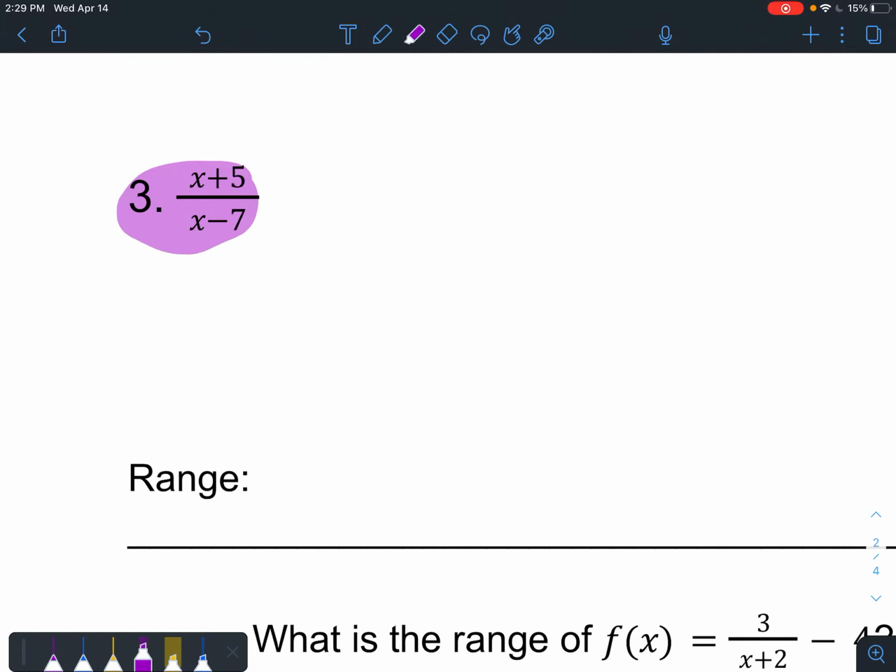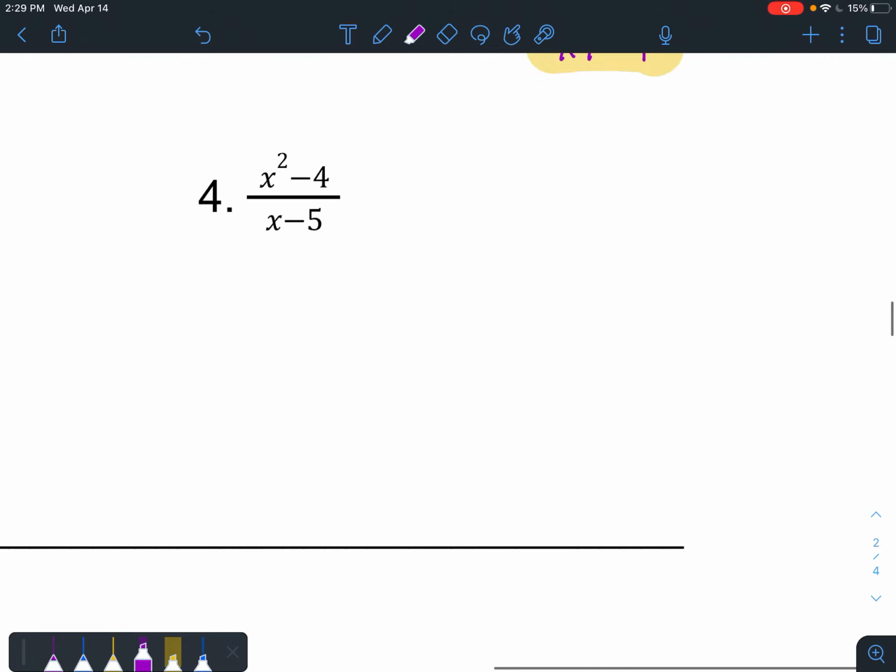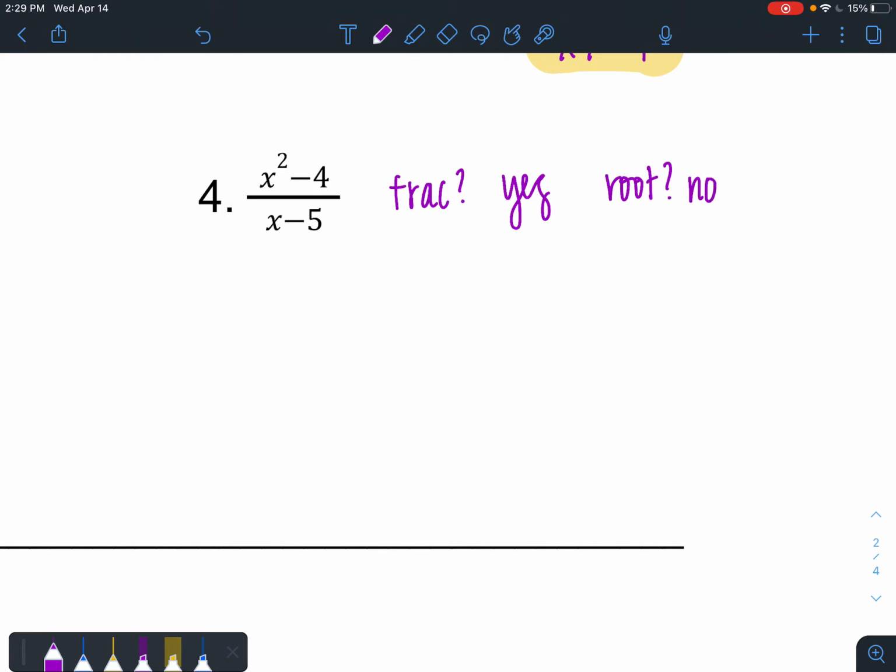Save number 3, try it on your own. All right, number 4. Is there a fraction? Yes. Root? No, but we're not dealing with that. So then I have to set my denominator not equal to 0 and solve. So x is not equal to 5.